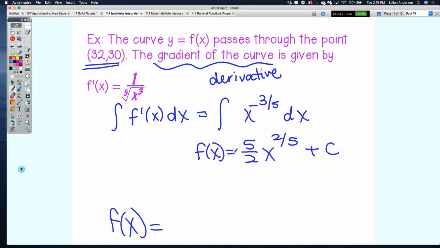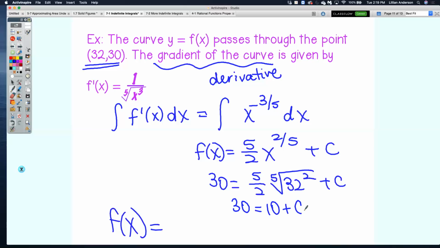But because we are told that x is 32 and y is 30, we can plug 30 in for y. 5/2, I'm going to go ahead and rewrite this as the 5th root of 32 squared. So that, since I don't have a calculator, I can do this a little bit easier algebraically. The 5th root of 32 squared is, and when I multiply by 5/2, I get, so then c is actually going to equal 20.